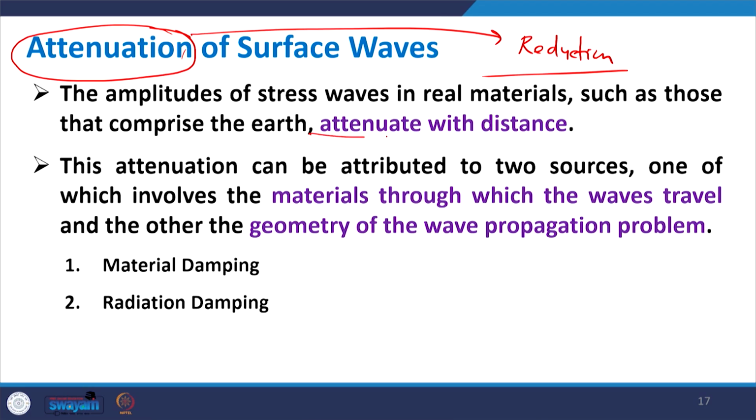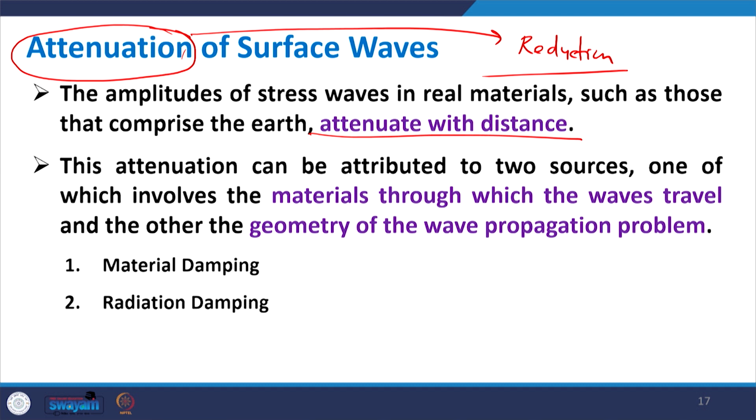The same thing happens with an earthquake also. Suppose an earthquake originates in the Himalaya, and you are in the Himalayan region only. If we do not count local site effects, it is expected that the maximum intensity will be near the source. But if you go away from the source, intensity decreases, and that is basically attenuation. So when elastic waves travel through a real medium, they attenuate with distance.